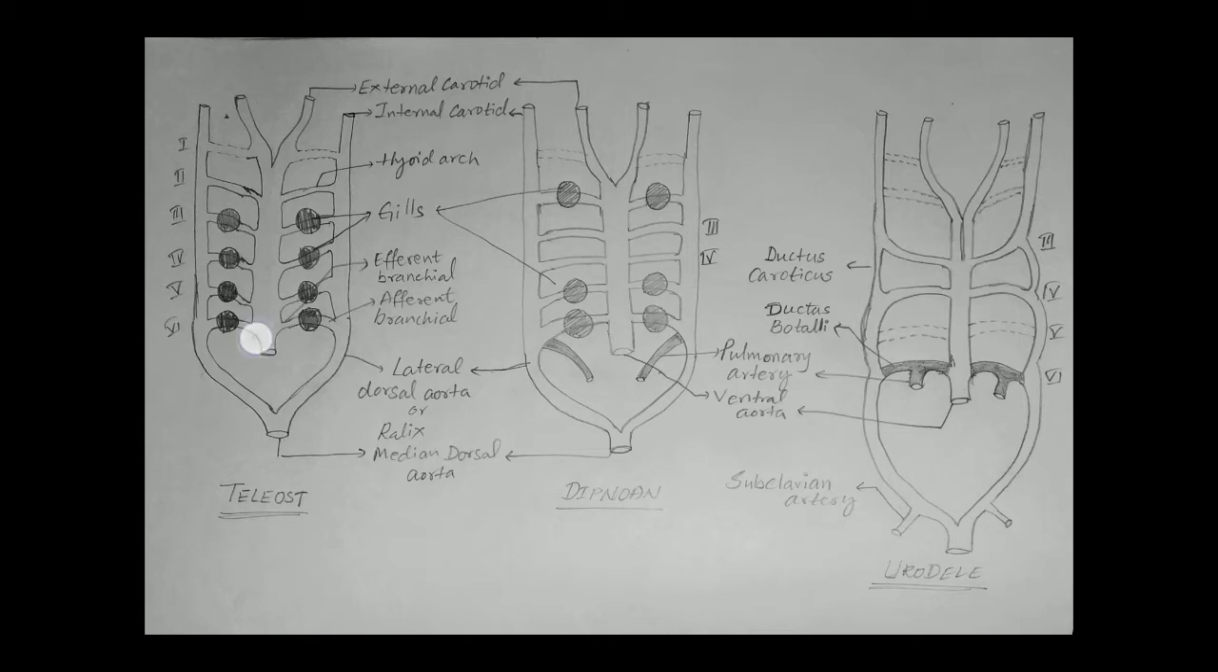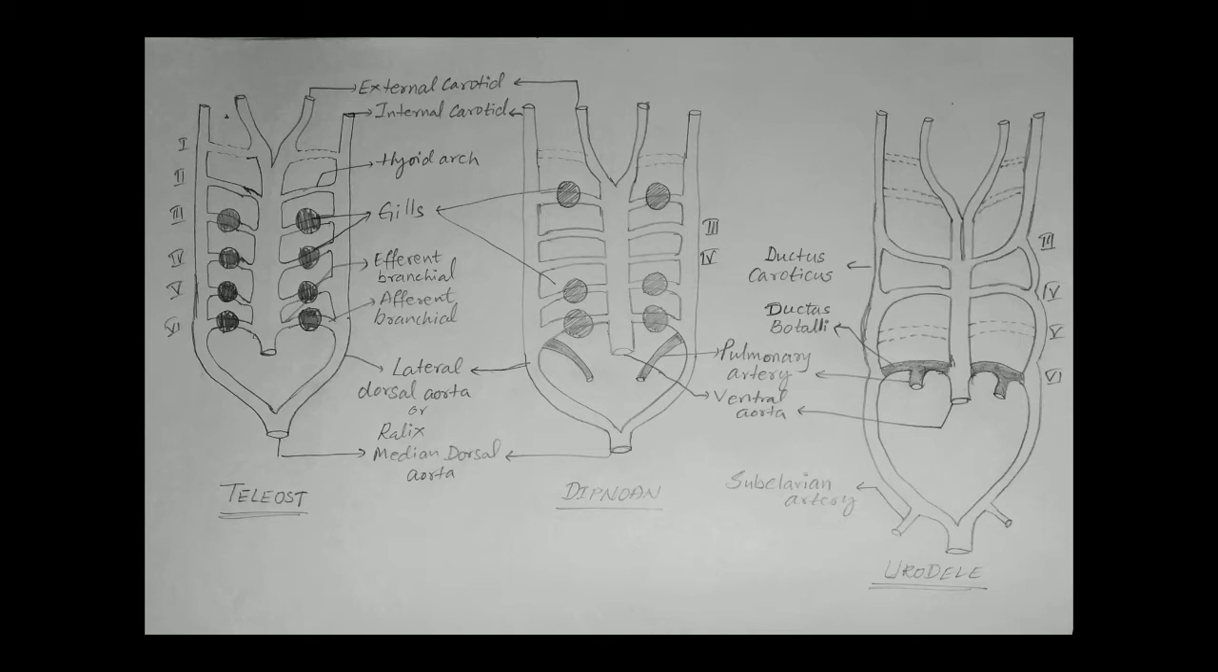The first diagram is of a teleost fish's arterial system. The second diagram is of the dipnoid arterial system, and the third one is of a urodele amphibian arterial system. The common blood vessels you can see in all of them are the external carotid and internal carotid. What changes here is the number of aortic arches.